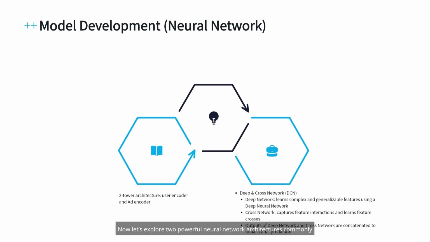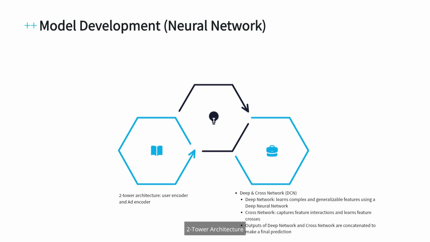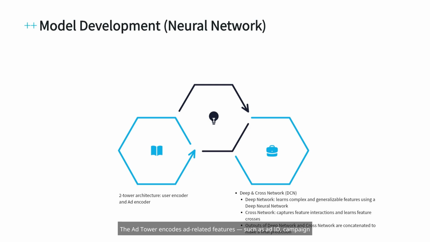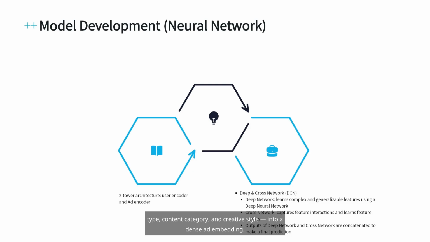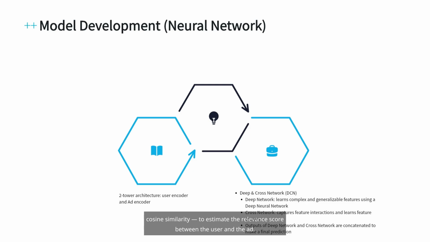Now let's explore two powerful neural network architectures commonly used in modern ad-click prediction systems: the two-tower architecture and the deep and cross network, DCN. Two-tower architecture. This architecture separates the modeling of the user and the ad into two distinct neural networks, or towers. The user tower takes in user-specific features like demographics, historical activity, and device type, and maps them into a dense user embedding. The ad tower encodes ad-related features, such as ad ID, campaign type, content category, and creative style, into a dense ad embedding. These two embeddings are then compared, often using a dot product or cosine similarity, to estimate the relevance score between the user and the ad.